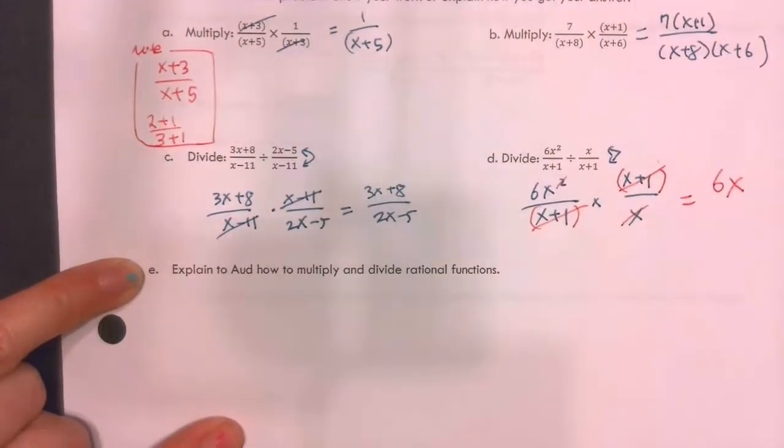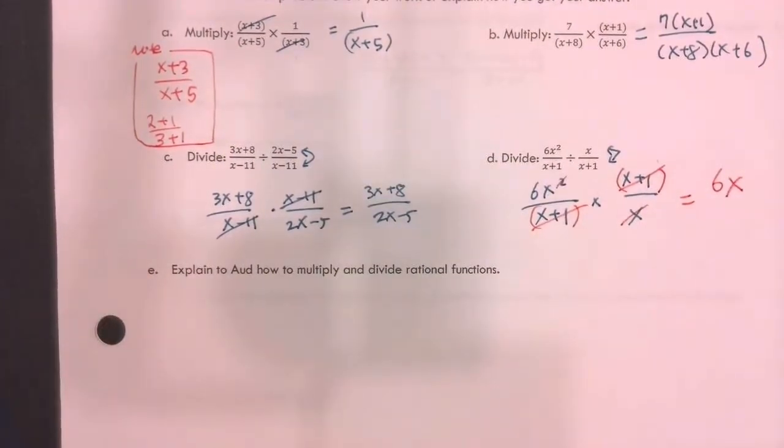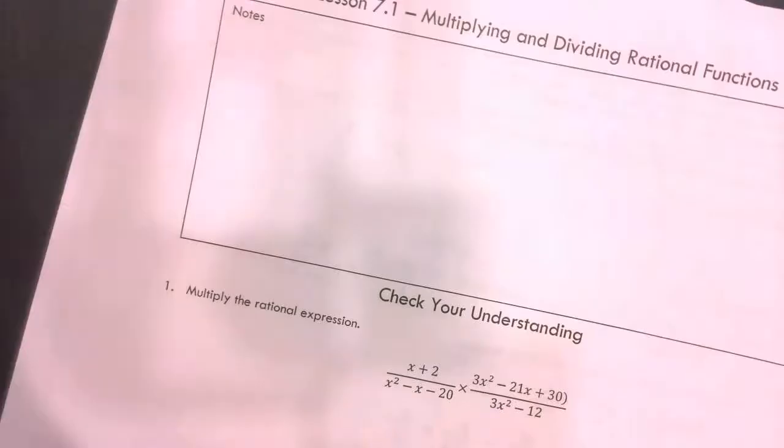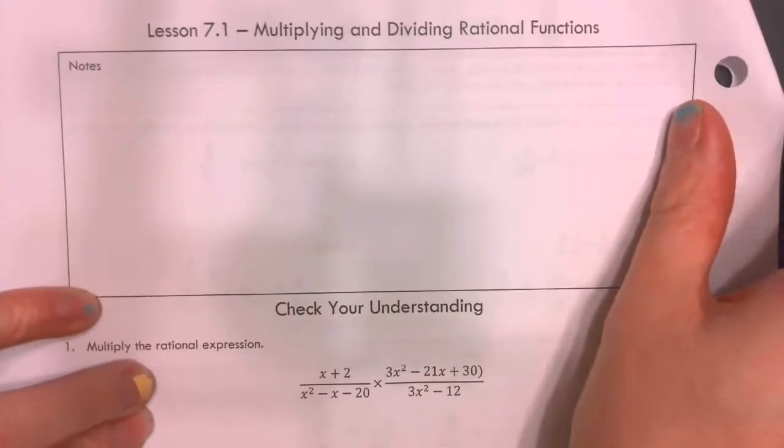I'm left with 6x. Okay? So it's the same thing. That's what I'm trying to say here. It's the same thing. Don't be afraid of the variables versus the numbers. So, how do you multiply and divide rational functions?